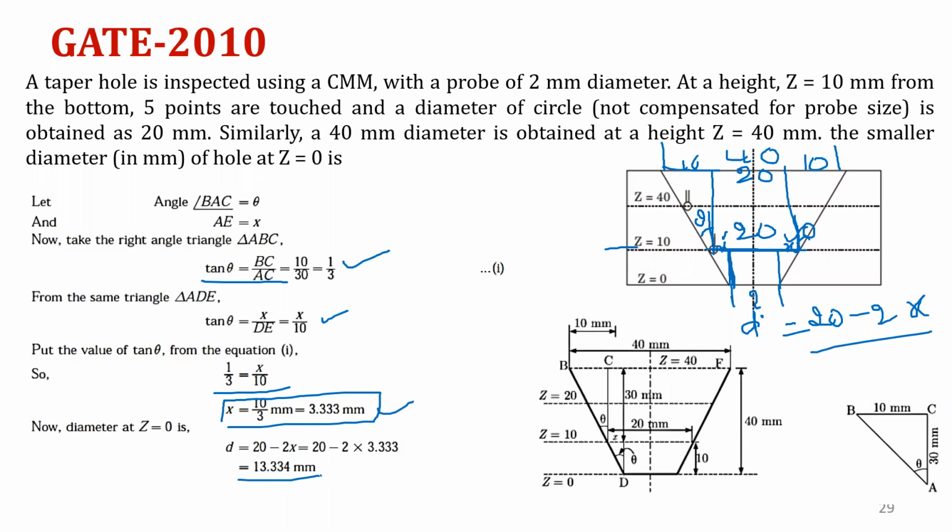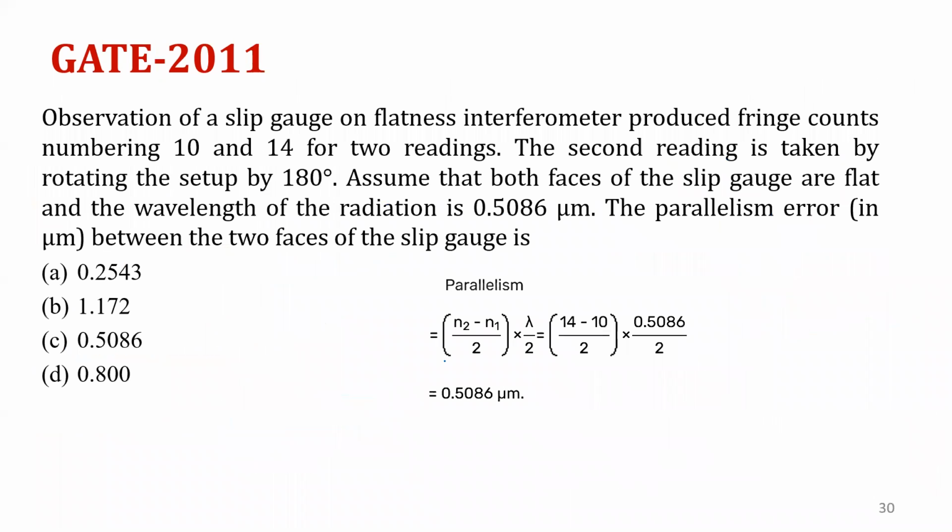So you will get 13.334 mm. Observation of a slip gauge on a flatness interferometer produced fringe counts numbering 10 and 14 for two readings. The second reading is taken by rotating the setup by 180 degrees. Assuming both faces of the slip gauge are flat and the wavelength of the radiation is 0.5086 micrometer.